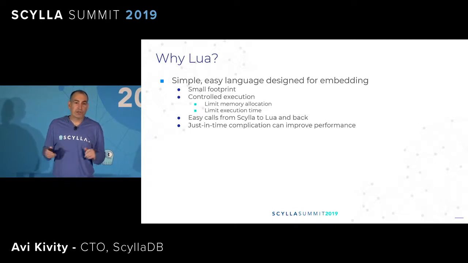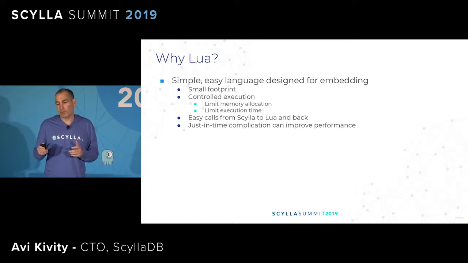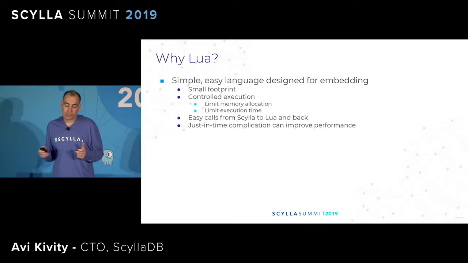And there is also a just-in-time package that allows us to compile Lua code and thus improve its performance. Even the interpreted version is not very slow. Of course, you wouldn't want to write very complex functions in it, but with just-in-time functionality, it's even faster.